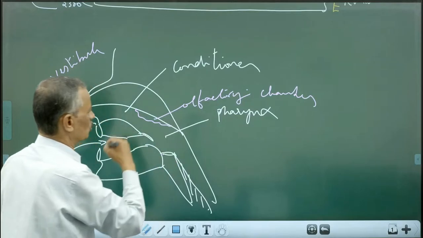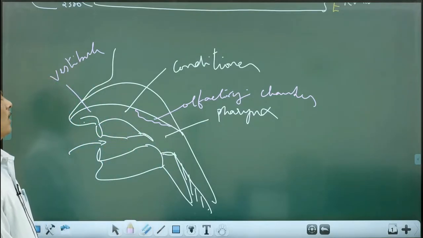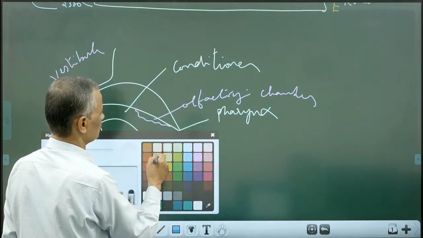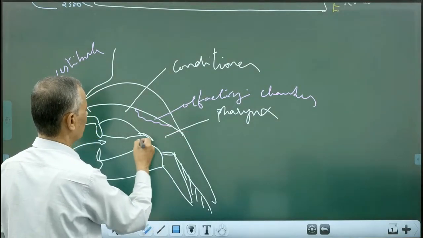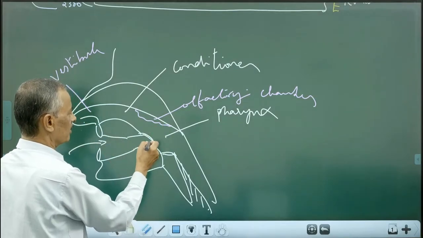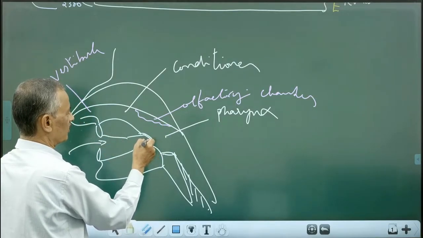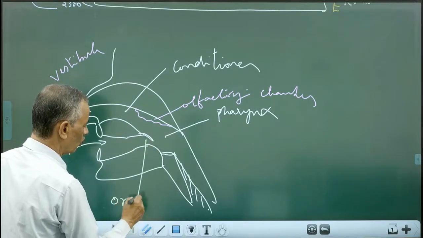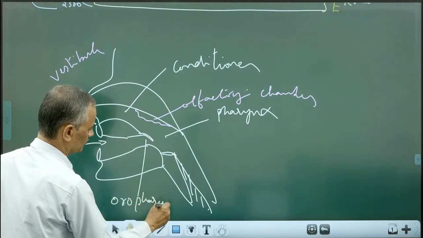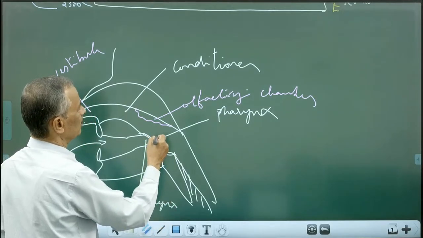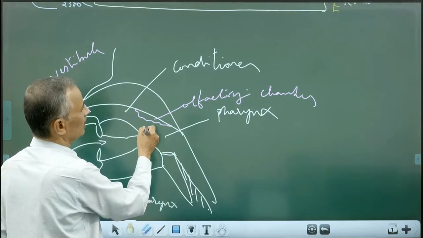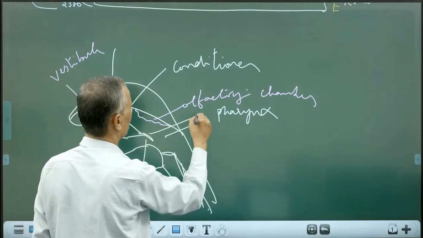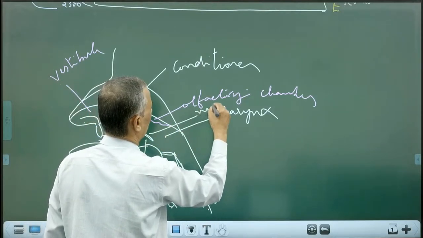This opens to the pharynx. Mouth is also open to the pharynx. Pharynx is a common structure for both passage of food and air. That part of the pharynx to which the buccal cavity is opening is called oropharynx. That part of the pharynx to which the nasal passage is opening is called nasopharynx.